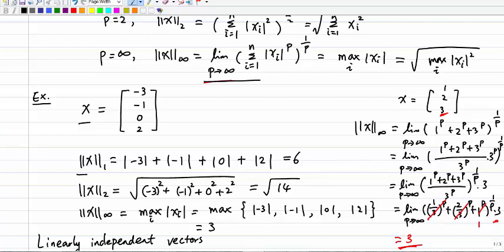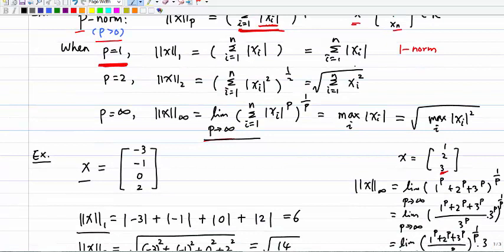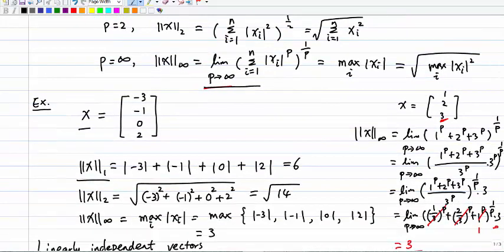So the 1 norm is just given by the absolute value of each entry, then you compute the sum. Okay, that's what this says. So you compute the absolute value of each entry, then you compute the sum. Pretty straightforward, just given by 6. The 2 norm is given by the square root of the sum of squares of each entry. So it's -3 squared plus -1 squared plus 0 squared plus 2 squared, and then take a square root, which is just square root of 14.